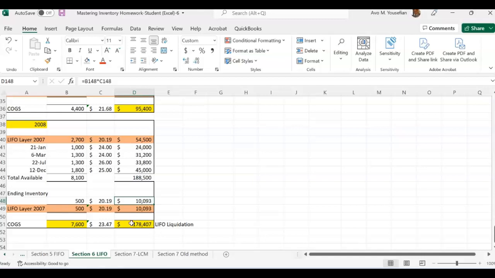The cost of goods sold for 2018 will be $178,407. That goes into the income statement, and the ending inventory balance in the balance sheet will be $10,093. Cool. And that is section 6.